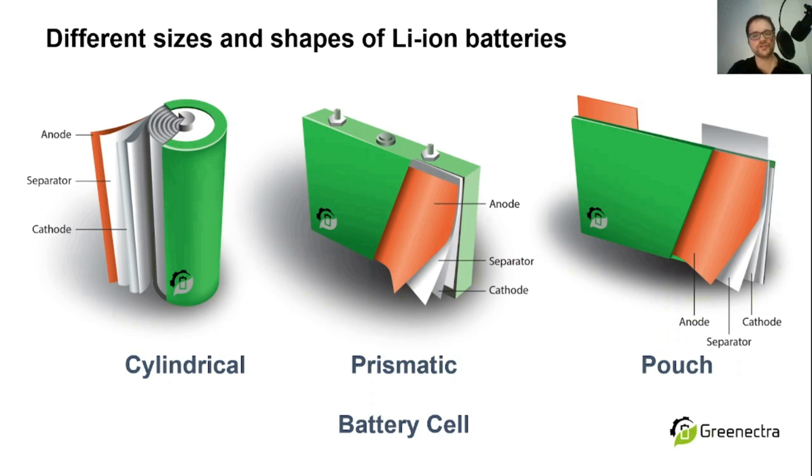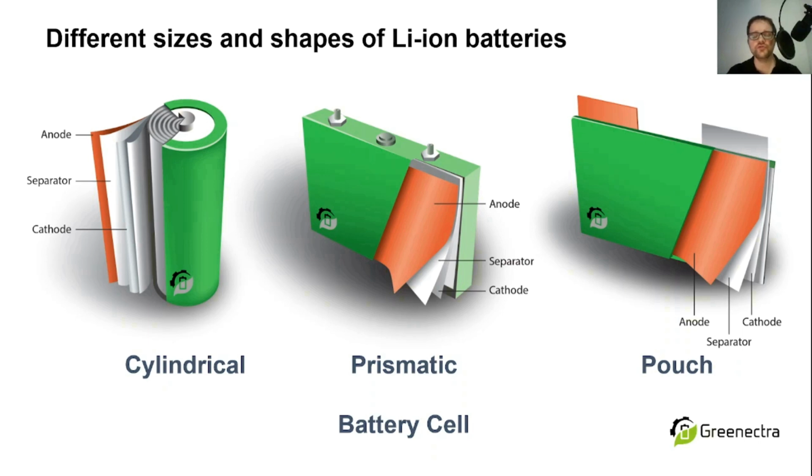If we look at the large surfaces we have on the side of the prismatic and the pouch cell, the application of cooling elements is much easier compared to cylindrical cells. We will not go much more into details at this point. I think you can imagine that the hard metal housing of a prismatic cell is also more expensive to manufacture than a pouch cell battery housing.